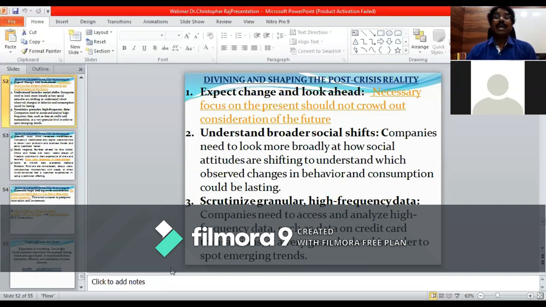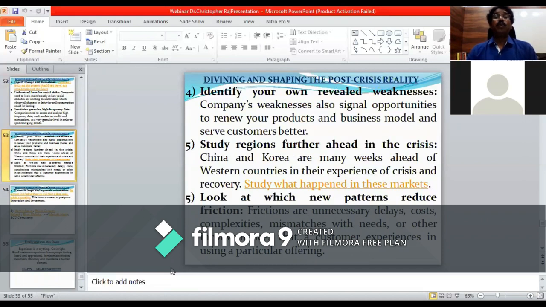Scrutinize granular, high-frequency data. Companies need to access and analyze high-frequency data, such as data on credit card transactions, at a very granular level in order to spot emerging trends. Identifying your own revealed weaknesses: a company's weakness also signals an opportunity to renew your products and business models and serve customers better.